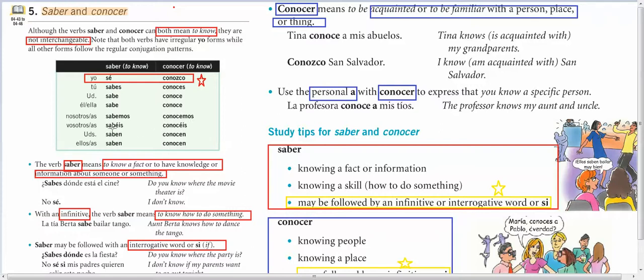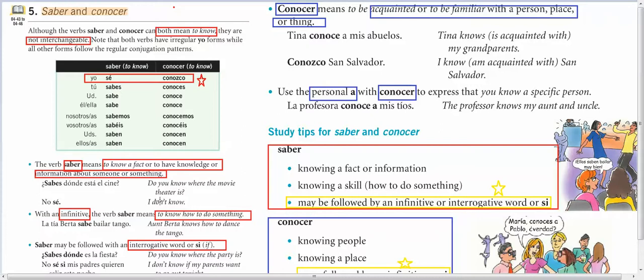Okay. So then we're going to go over when you use saber and when you use conocer, and then we'll go through and do practice. Okay. So saber means to know a fact or to have knowledge or information about someone or something. So, ¿sabes dónde está el cine? Do you know where the movie theater is? No sé, I don't know.